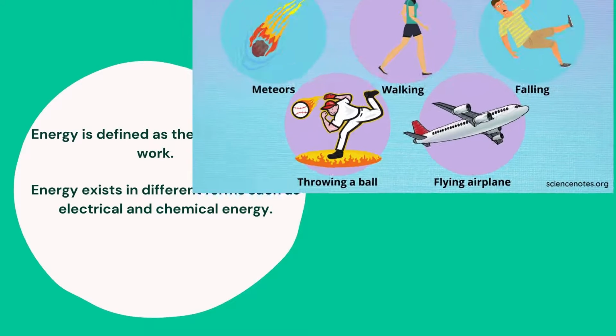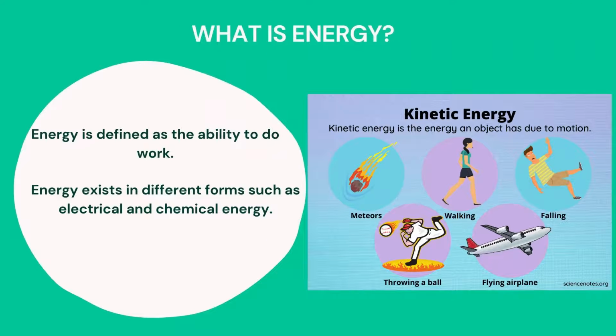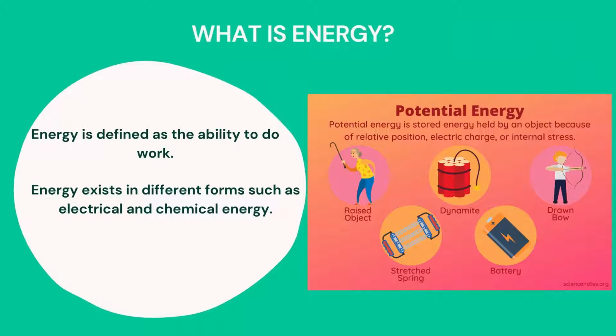Kinetic energy is the energy possessed by moving matter. Things with kinetic energy can do work. Kinetic energy depends on object mass and velocity. Potential energy, on the other hand, is the energy stored in an object because of its position or shape.